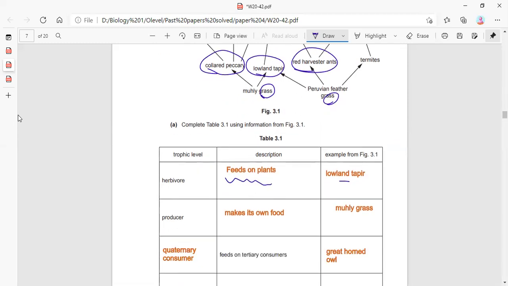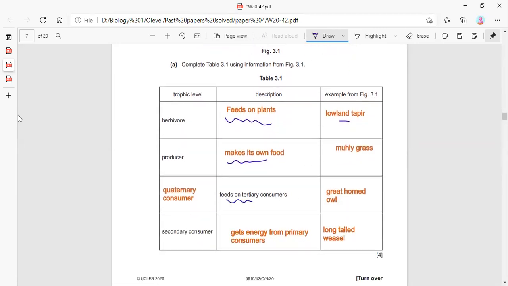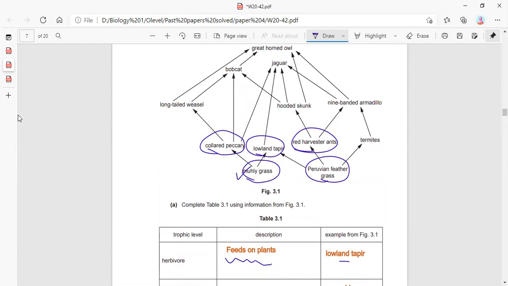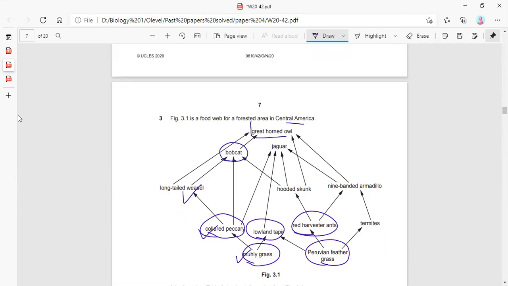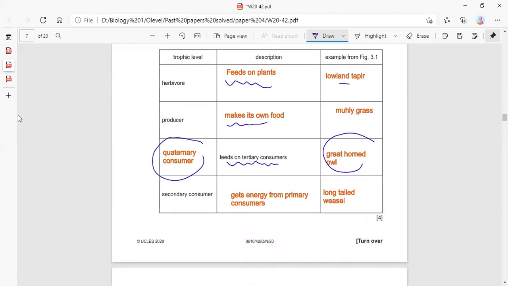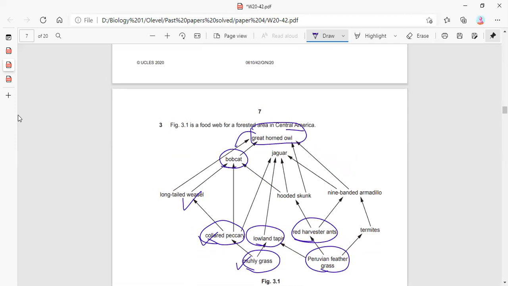Producer, what's the producer? It makes its own food by photosynthesis زي plants كده. فهختار أي حاجة من ال producer, molly grass أو Peruvian feather grass. طيب هنا اداني ال description and he wants the level and the example. مين اللي بيفيد on the tertiary consumer؟ أنا عندي producer, primary consumer, secondary consumer, tertiary consumer. طب اللي بيفيد on the tertiary بقى ده اسمه إيه؟ ممكن أقول له fourth consumer أو أقول له quaternary consumer. Both are right. Fourth أو quaternary consumer. مين هو الquaternary؟ ال great horned owl.